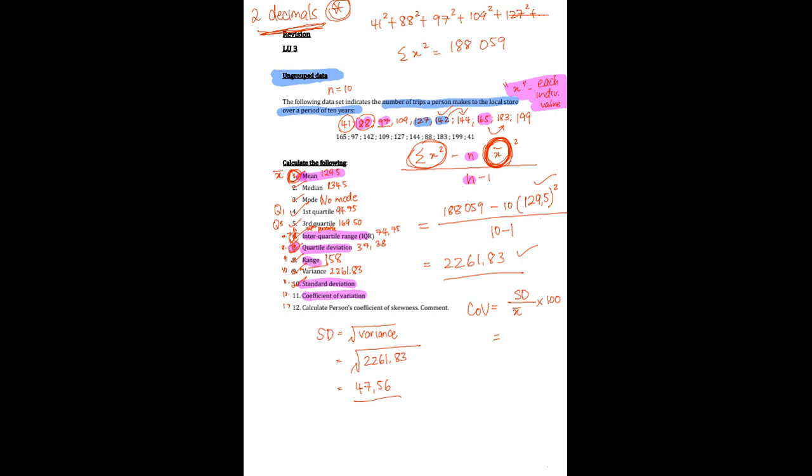for this calculation. So here, your standard deviation, which you just did now, is 47.56. And then your mean from question 1 is 129.5. That's multiplied by 100, and that's 36.73%.